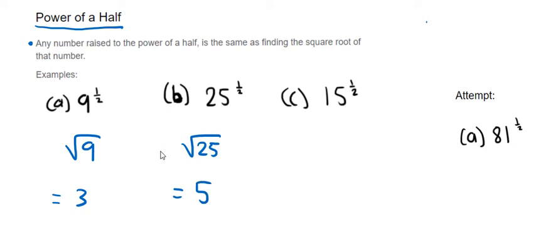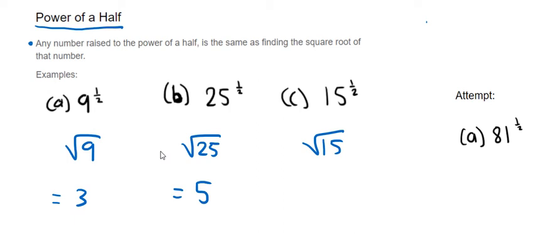The third one here, 15 to the power of a half. So you'll notice there that 15 isn't actually a square number. So if I'm working out what's the square root of 15, well, you can't in your head really. You should be able to estimate close enough, because you know that the square root of 16 is actually 4 and 15 is very close to 16, so it's going to be something just a little bit less than 4.